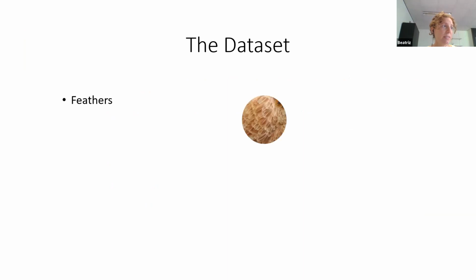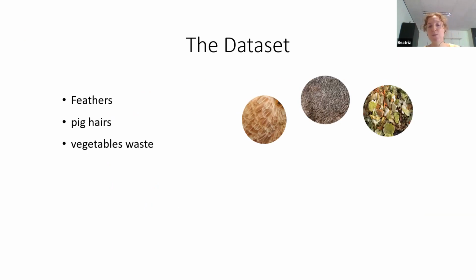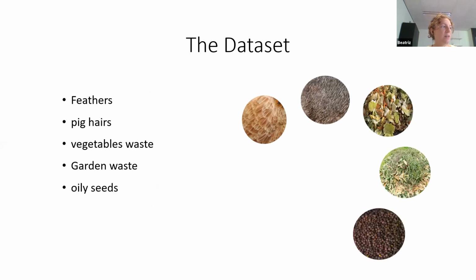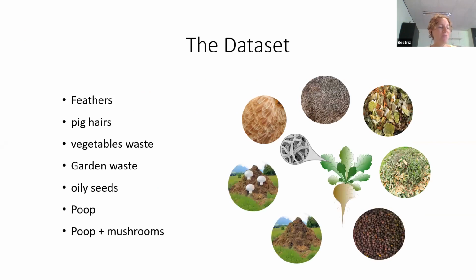And the data set is related to several types of side streams. They are grouped in types based on the nature of the side streams. So we have feathers, for example, pig hairs, vegetable waste, garden waste, oily seeds. We have also poop, and poop mixed with mushrooms. I made it very simple with the names because I thought that would get to the people better. And we tried them all.